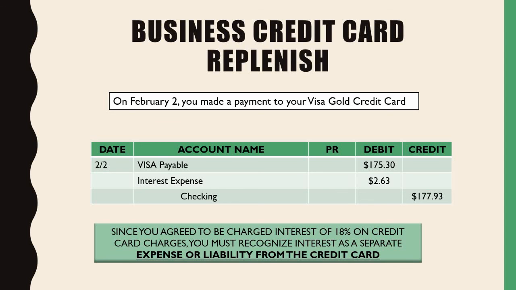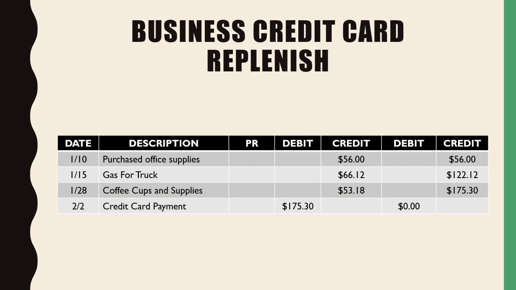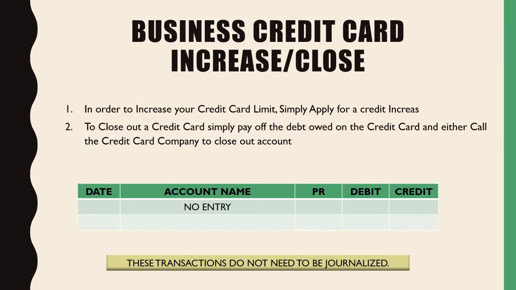All right? So once you make the payment, you're going to zero out your credit card, your Visa payable, because you made a payment for a debit of $175.30. So therefore, your balance is going to be zero. Okay? And then obviously your interest is going to be something else.